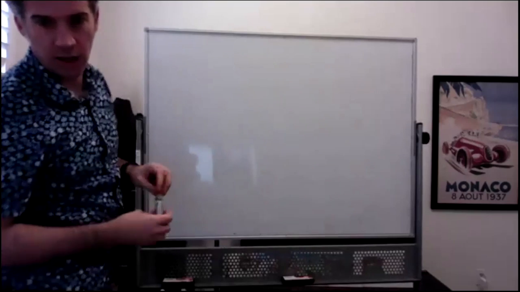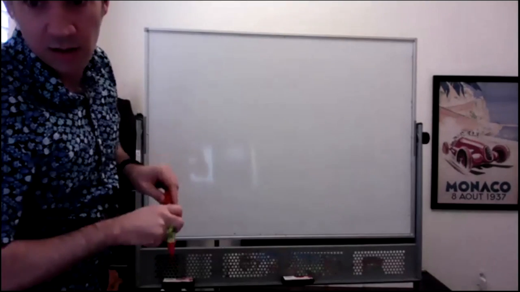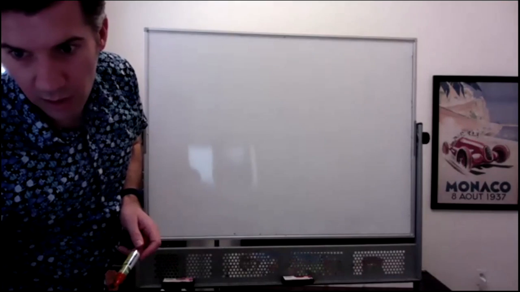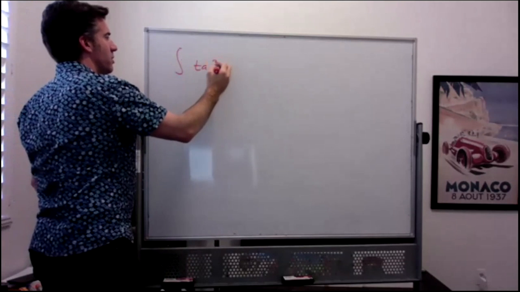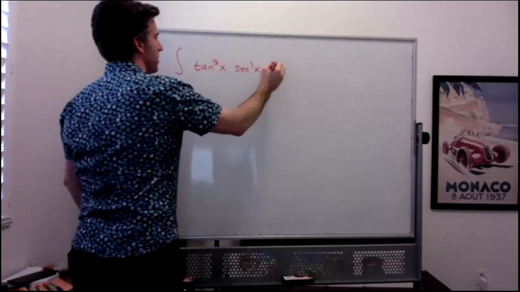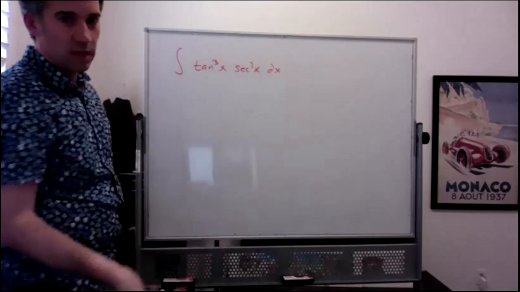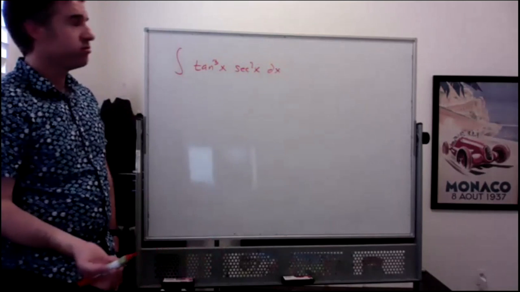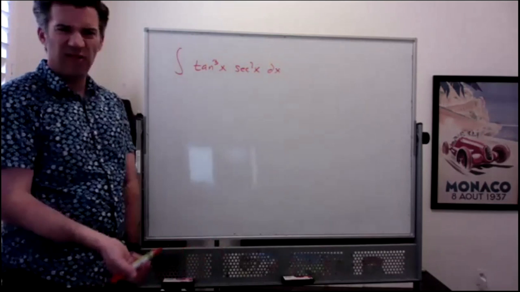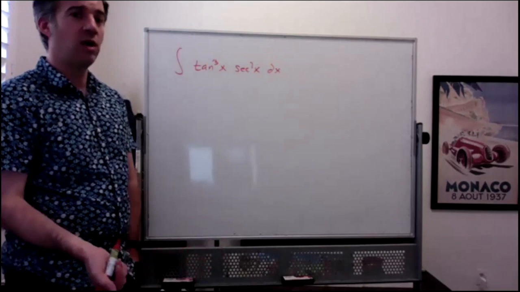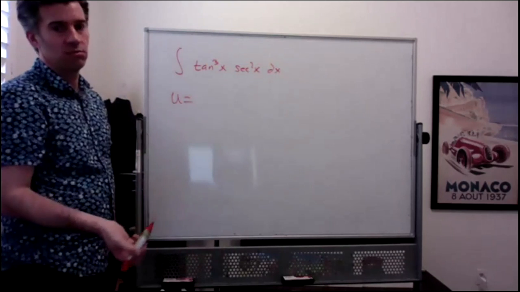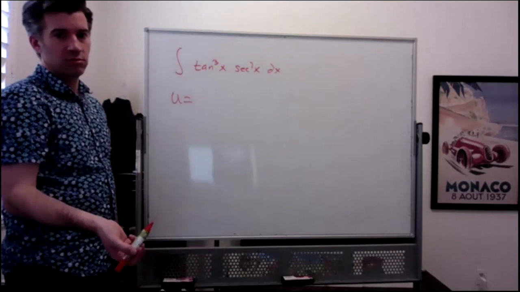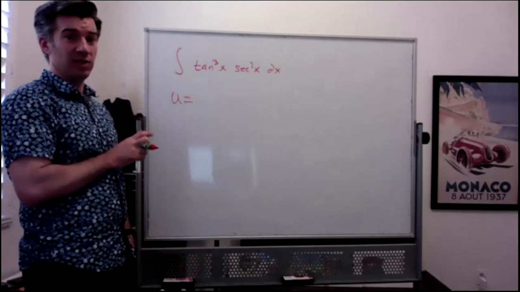So let's look at, what do we got here? Sure, let's look at that. How about the integral of tangent cubed x secant squared x dx? This problem, we have choices. What is one potential choice for you? Ooh, let me tell you guys what isn't a choice for you.